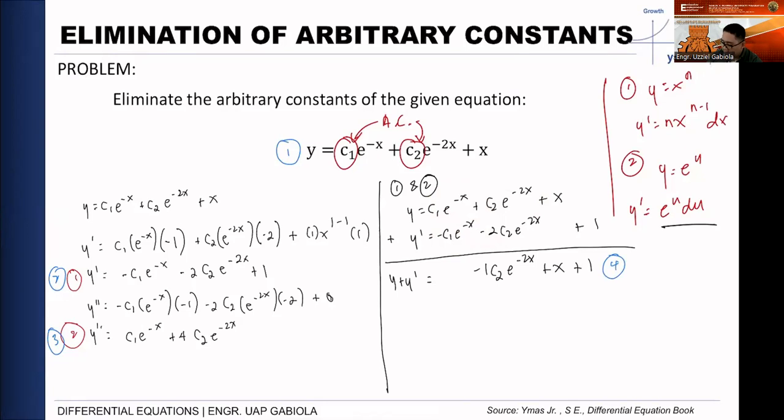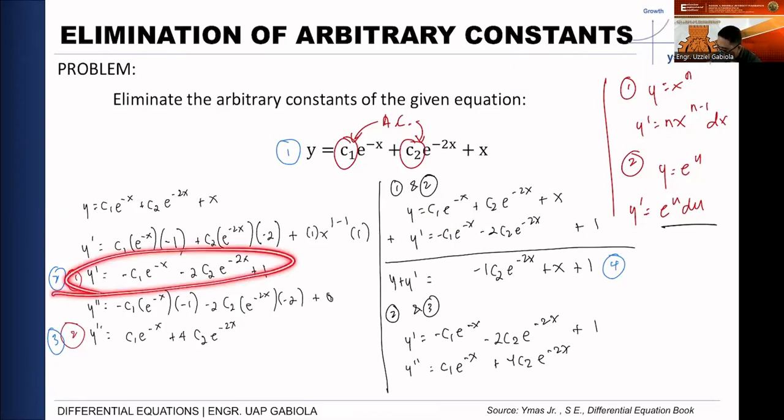Next, try naman natin equation 2 and equation 3. Okay, ganun ulit. So, equation 2 natin is y prime is equals to negative c1 e negative x minus 2c2 e negative 2x. Okay? Equation 3 natin is y double prime is equals to c1 e negative x plus 4c2 e negative 2x. May plus 1 pa pala doon. Okay? So, ito lang yan, ano? Sinulat ko lang. Wala pa akong ginagawang magic dyan. No? Sinulat ko pa lang.